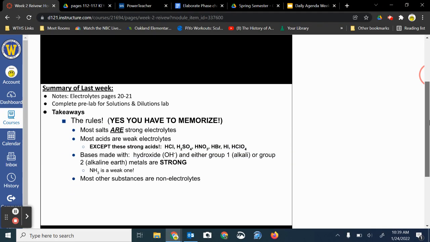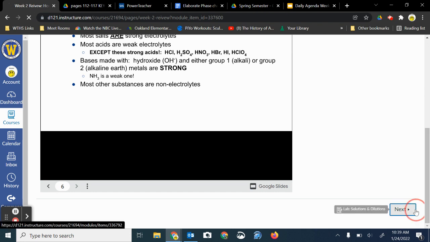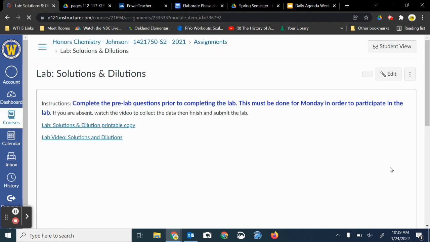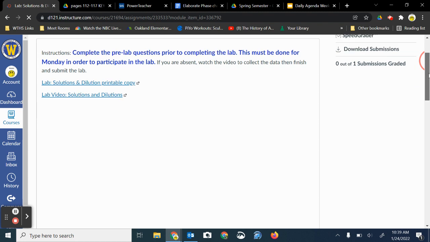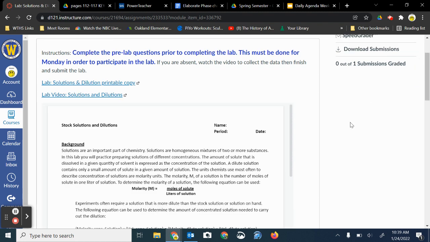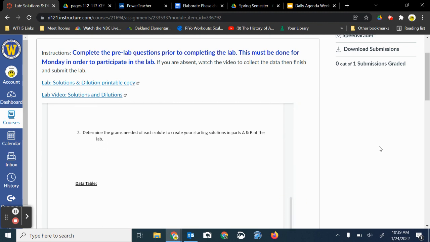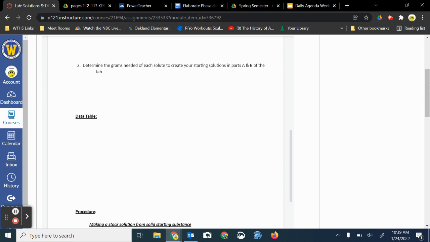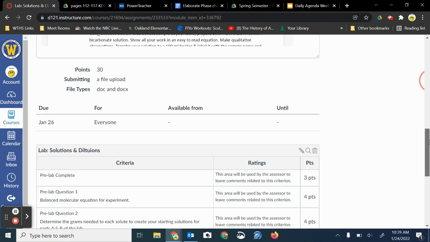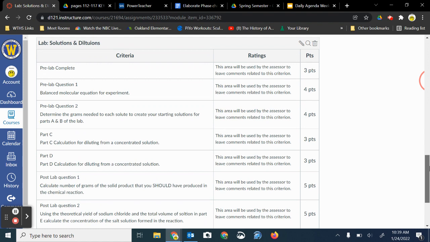All right, so now we're going to go to our lab. The instructions are that the pre-lab needs to be completed before going into the lab. If you're absent, you're going to watch the video below, and the lab video is right here. You'll find it on YouTube. So click on that, and then you'll collect the data from all of that. Once you're done, you should be able to answer the questions and then submit.